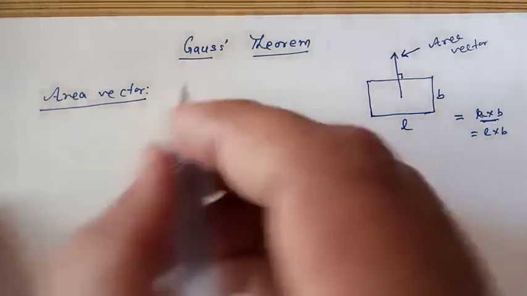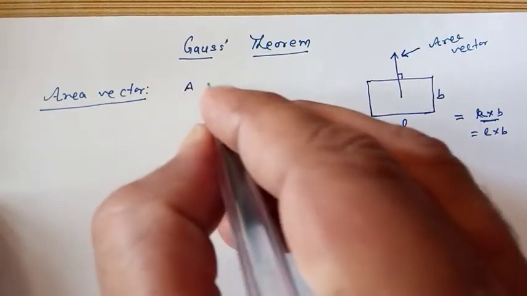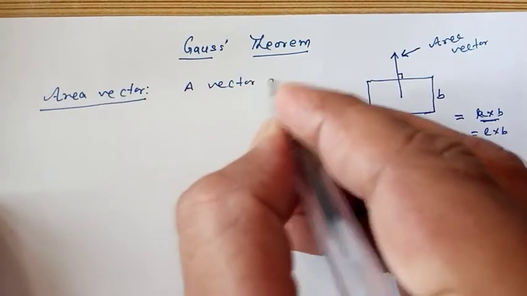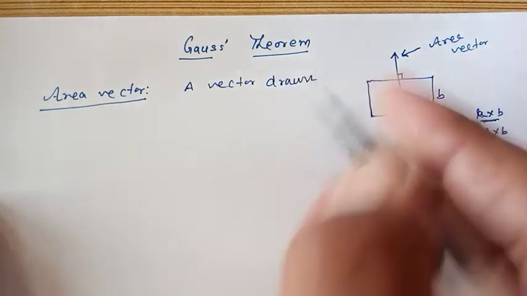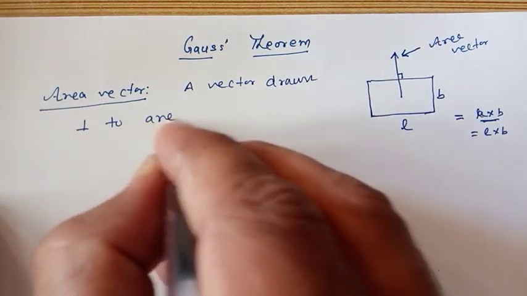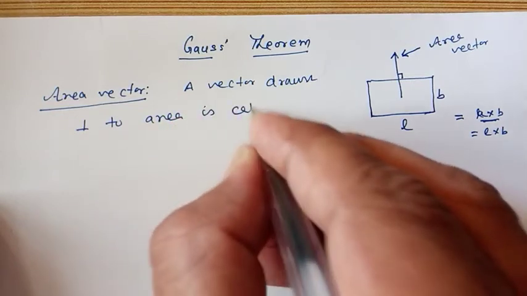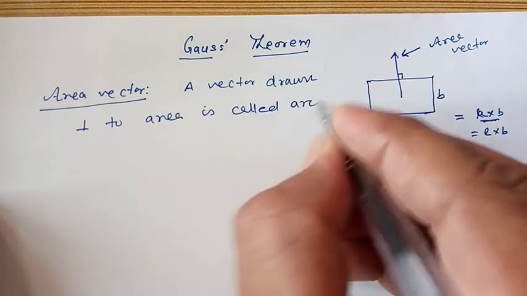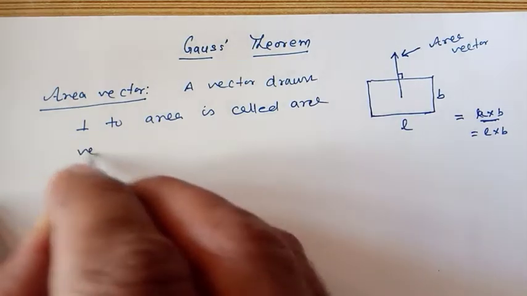So the definition of this will be a vector drawn perpendicular to area is called area vector.